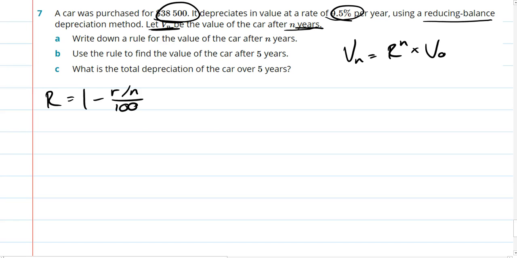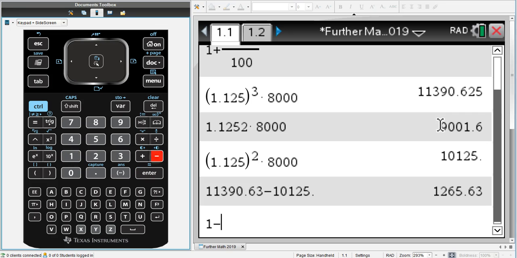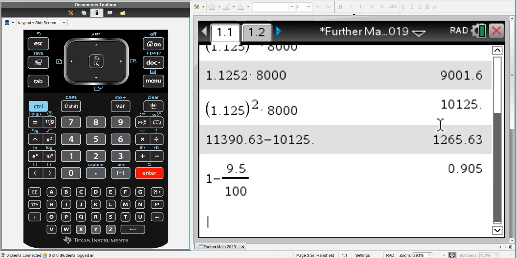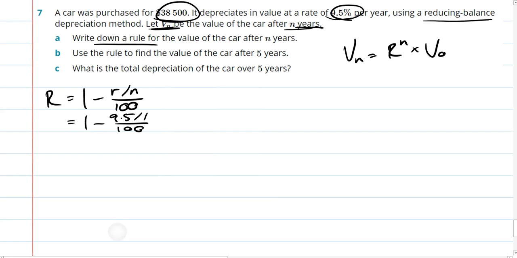Most reducing balance questions will have a reducing period of every year, so compounding periods of a year. Sometimes they don't, just be aware. So if we're going to try to find a rule, we're going to go 1 minus 9.5 over 1, over 100. Go to the calculator: 1 minus 9.5 over 100 is 0.905.